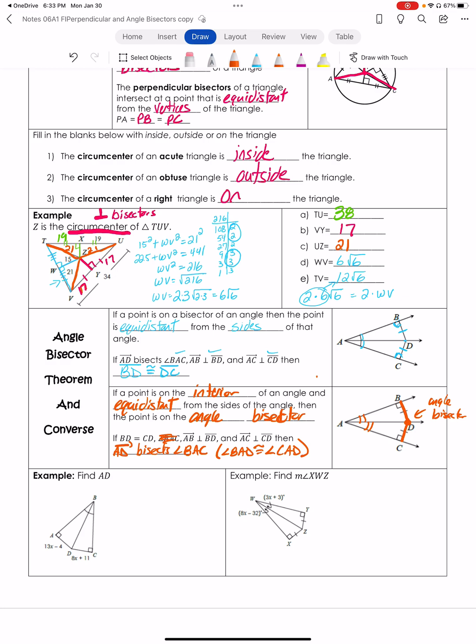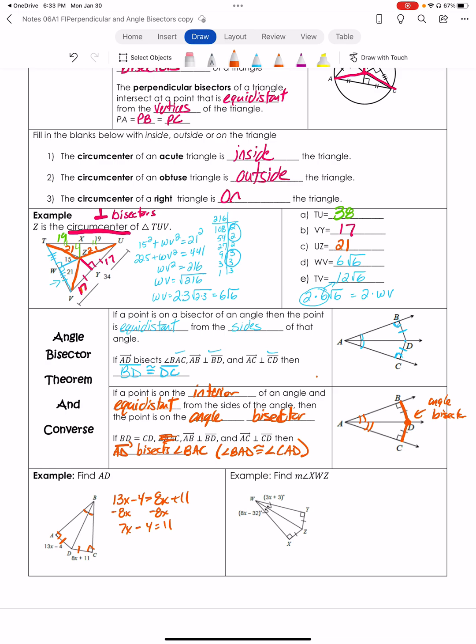There we go. All right, so these little indicators mean that those two angles are congruent to each other. If these are perpendicular, then I know this distance has to be the same as this distance, so I know 13x minus 4 is equal to 8x plus 11. So basically just because it's on the angle bisector and equidistant, and those distances are perpendicular, those distances have to be congruent to each other. So minus 8x, 5x minus 4 is equal to 11.